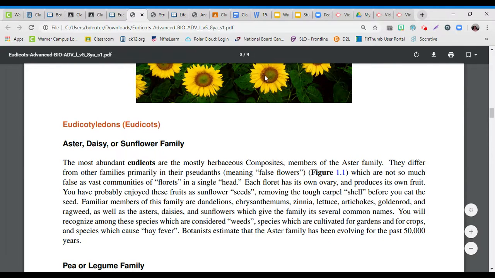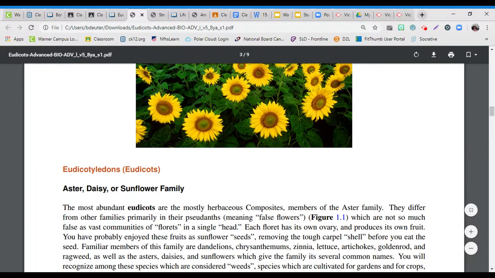So sunflowers, you have probably enjoyed a sunflower seed or two. That is the major fruit of them. They'll actually have a tough shell, and that shell is a carpel. Remember when we talked about germination, and some of the scarification that has to occur? These are families that do need that scarification to happen.